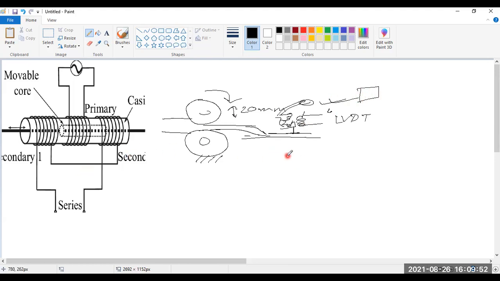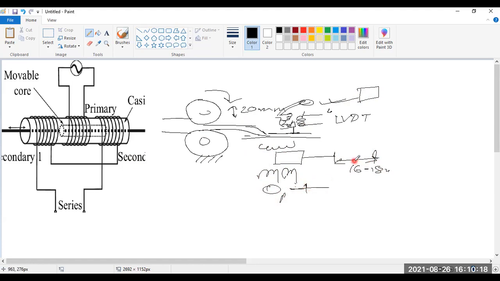Another example, say I need to measure some displacement in the range of a few millimeters, generally 16 to 18 millimeters. We can use this LVDT because the LVDT can show the core position. The output shows which one is the core position.